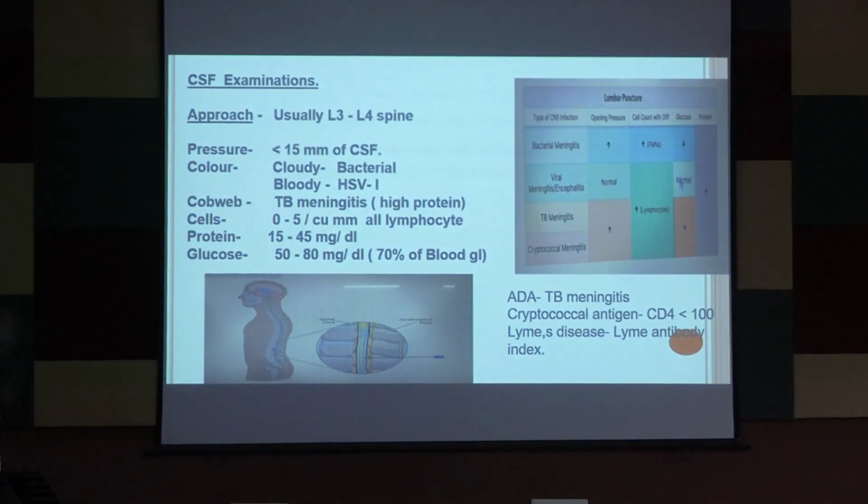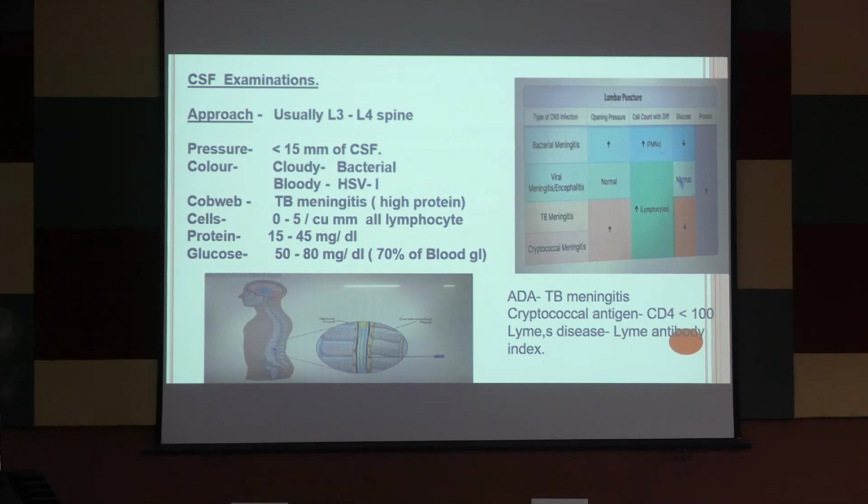And in TB meningitis, there is leukocytosis with predominant lymphocytes. Glucose will decrease in bacterial meningitis. The bacteria will take the glucose. Glucose will drastically decrease in bacterial meningitis, but it will decrease somewhat in tubercular meningitis. But in aseptic or viral meningitis, it will be almost unaffected.